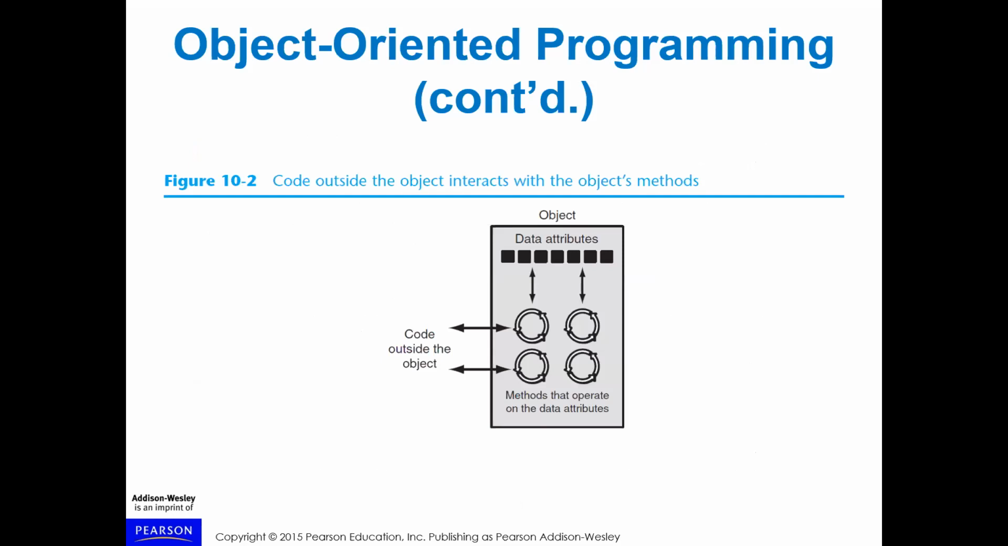Right. So here there's a diagram. Code outside the object interacts with the object's methods. Okay. So you have the attributes here. This is code outside, but to get to these, you can only do it through the functions. Okay. So you can only do it through the functions. And that's kind of the idea.